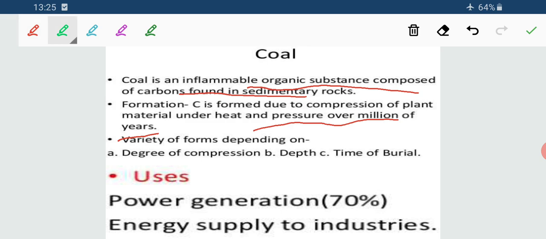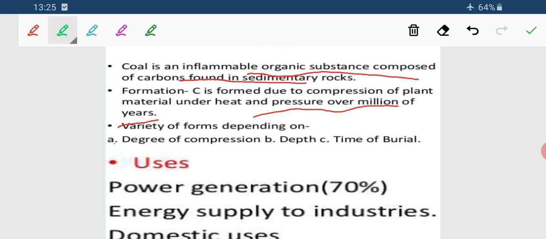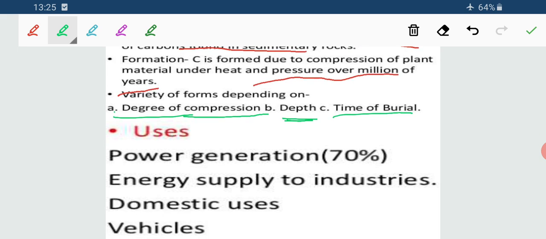Now let us move to the basic three factors that give the classification of the coal or the variety of the coal. Number one is the degree of the compression. Number two is at what depth the coal has been formed, and number three, the time of the burial, how much time it has taken to bury it.